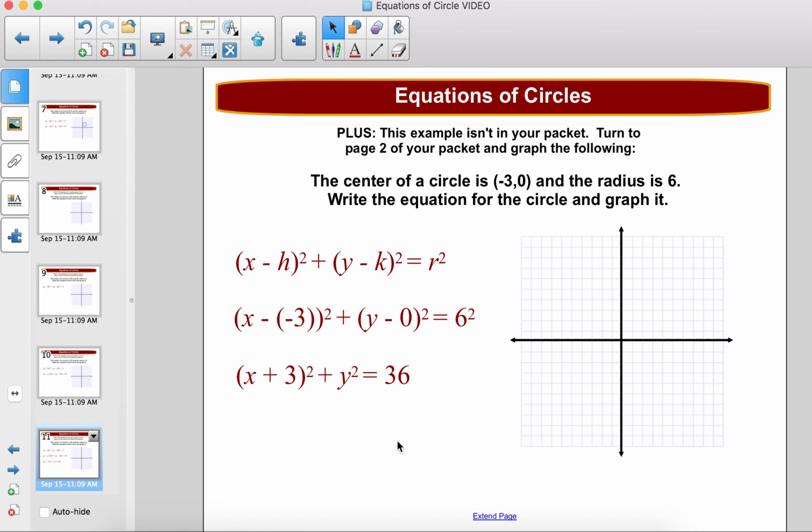So here's my final answer. Became a plus, 0's gone. 6 squared is in fact 36. That one you have to multiply out. All right, let's graph it.